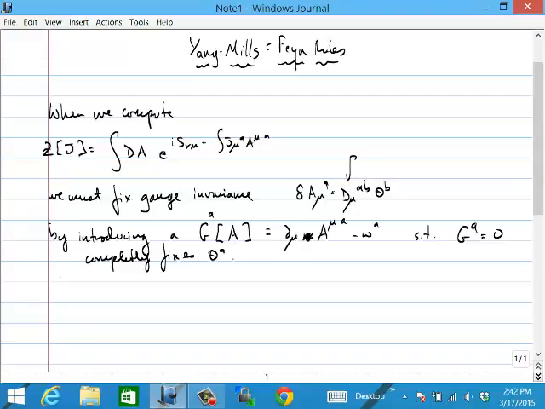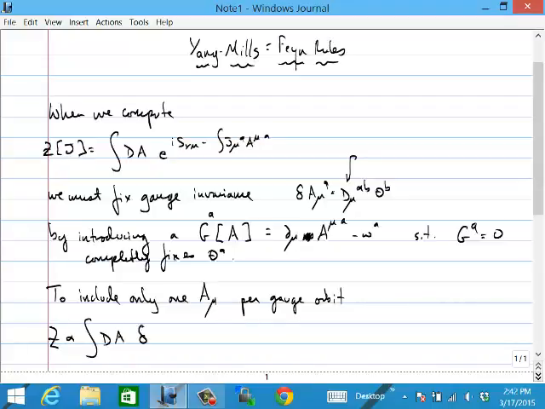So that means that if you want to integrate only over 1A per gauge orbit, in particular if you want to include in the path integral only 1A, dividing out by the action of the gauge group, then what you want to do is insert a delta function.